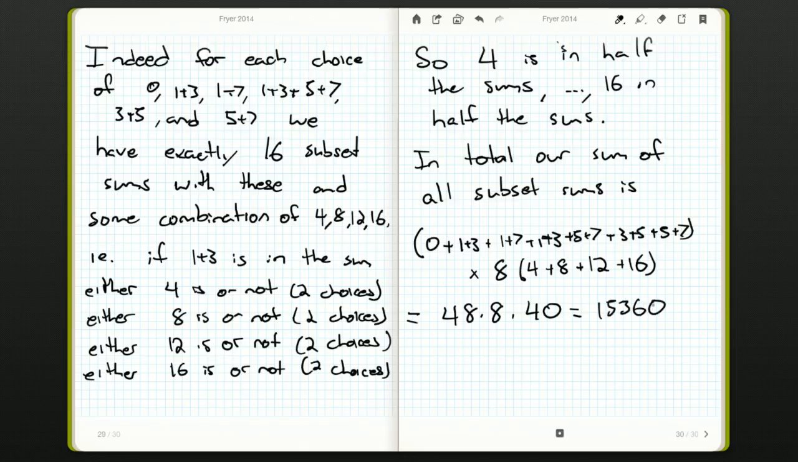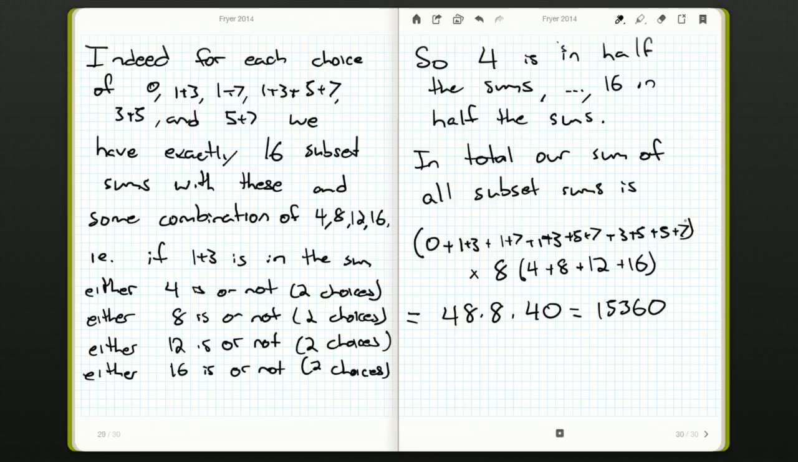And that should be the sum of our subsets. Is it? Yes, it should be. So the problem here is I've added these up, and I think that might be wrong. Because I've added these up, and 4 can either be in it or not. 8 can either be in it or not. 12 can either be in it or not. 16 can either be in it or not. But that's like saying 1 plus 3 can either be in it or not. 1 plus 7 can either be in it or not. And these are mutually exclusive.